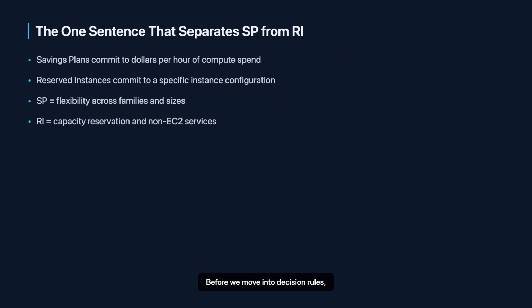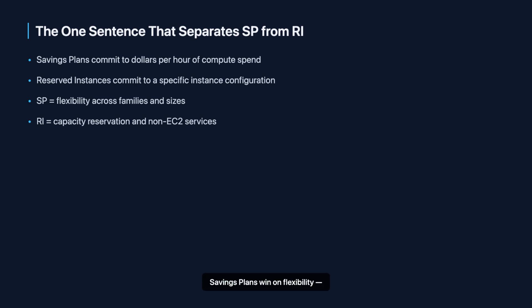Before we move into decision rules, lock this one sentence into memory, because it's the single most confused pair in the topic. Savings plans commit you to a dollar amount of compute spend per hour. Reserved instances commit you to a specific instance configuration. Everything else flows from that.